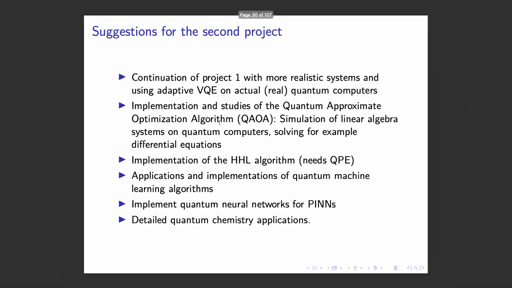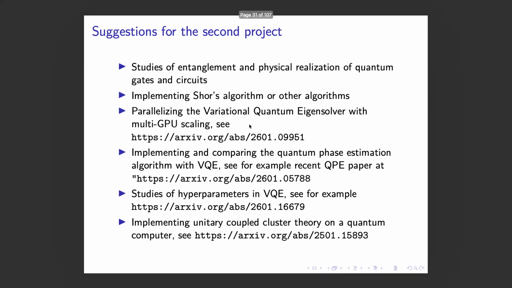The other ones deal more with an implementation of the HHL algorithm, which needs the QPE as a building block. We are going to discuss the HHL algorithm now, start scratching the surface of it. Then next week we are going to look at the quantum approximate optimization algorithm, and later quantum machine learning algorithms.